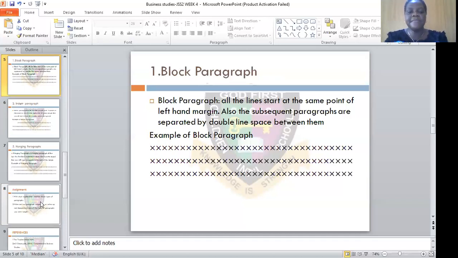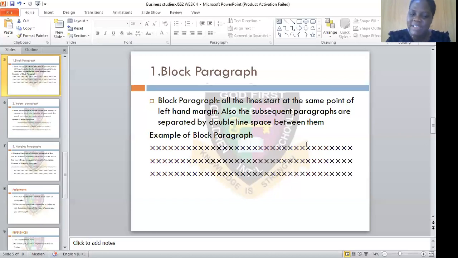An example is given here in this slide. This is the example of block paragraph, whereby this represents the left margin and you are typing towards the right margin, towards where your right hand is. When you finish typing on the first row, you click enter. It will take you to the second row, that's the second line.